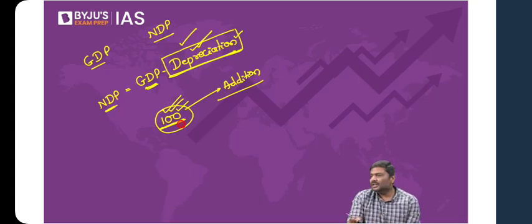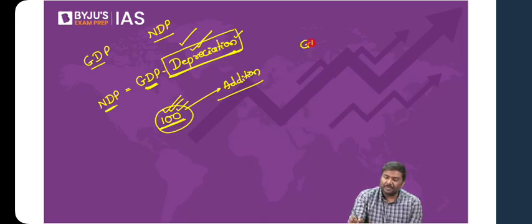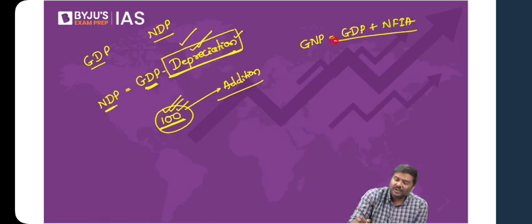Then the question is, what is the difference between GDP and GNP? If you remember, the formula is very simple. GNP is equal to GDP plus net factor income from abroad, NFIA. The argument for why we calculate GNP is very simple here.